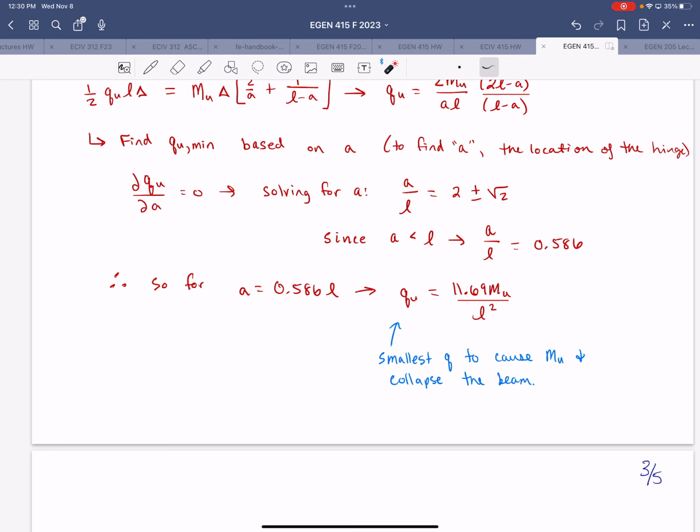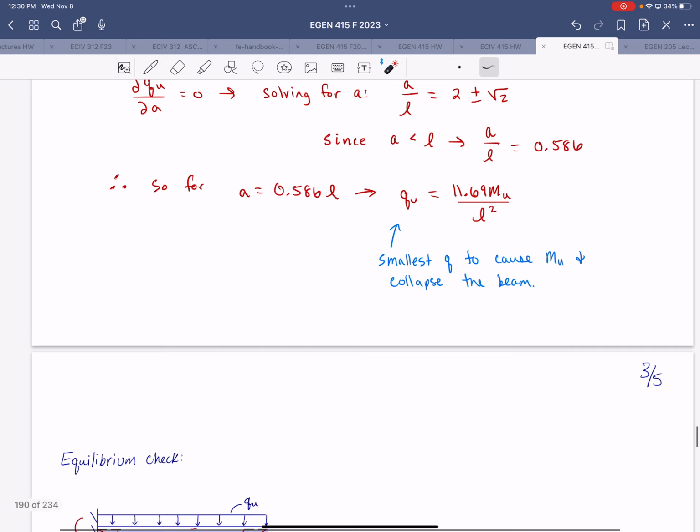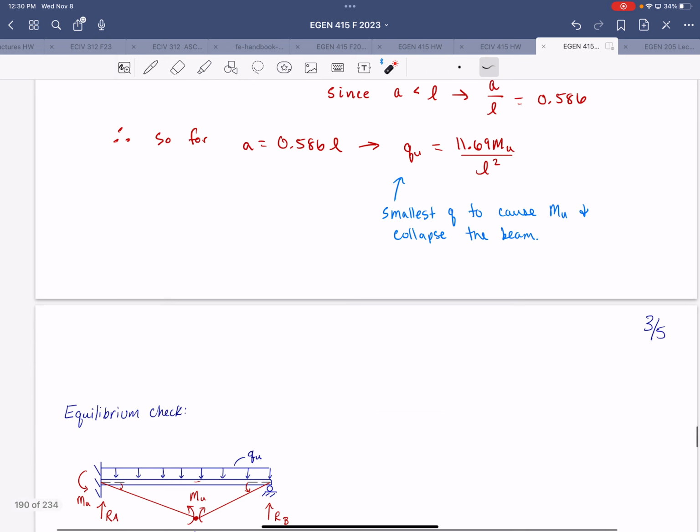So now that we've gotten our solution from the energy method, we'll use equilibrium to check it. So for this, there's a couple different ways you could go about it, but I'm going to act as if we don't know QU, and we're going to use this value for A.